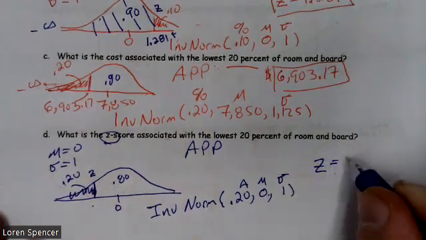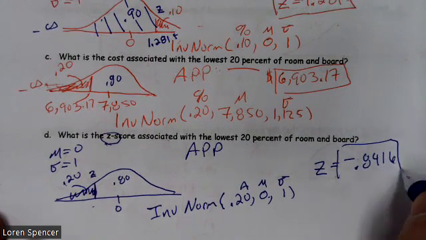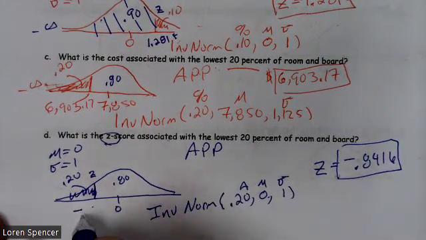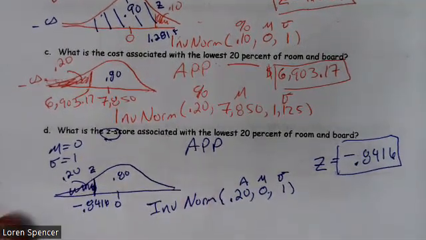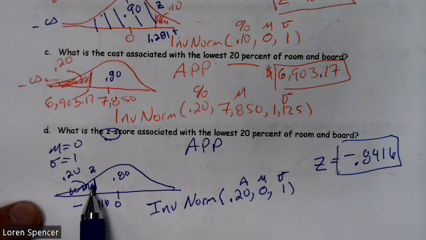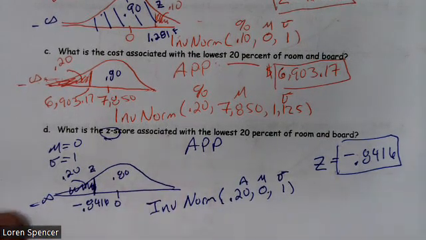So z equals negative 0.8416. And that means this value right here is negative 0.8416. That's that z-score right there. Again, we're working from the left, and I know that all the calculators will work from the left. So you should be good to go with that.